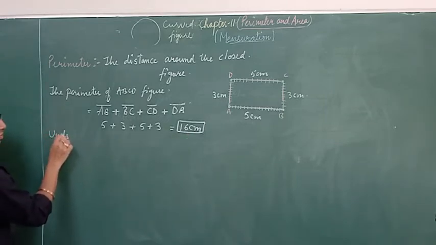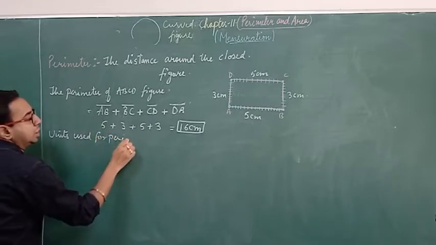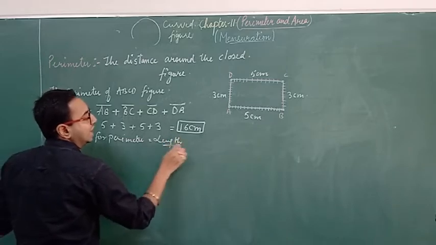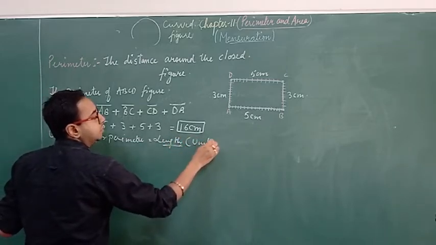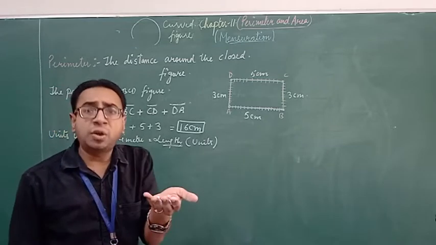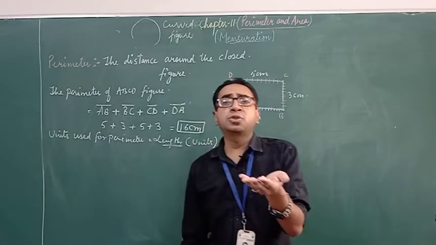Units used for perimeter. Normally, units of length are used. Length units are the same as the perimeter unit. What are units? I think in science you have already done this in the chapter Motion and Time in class 6.